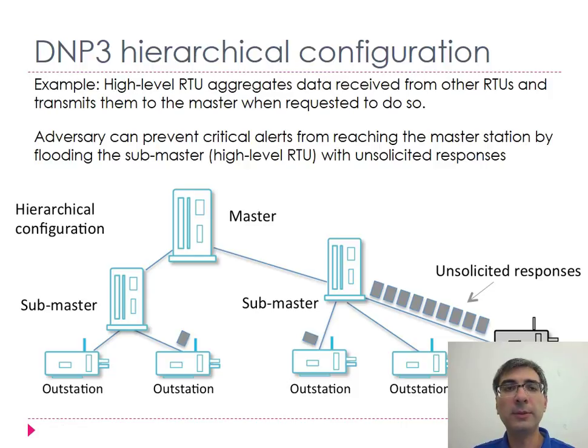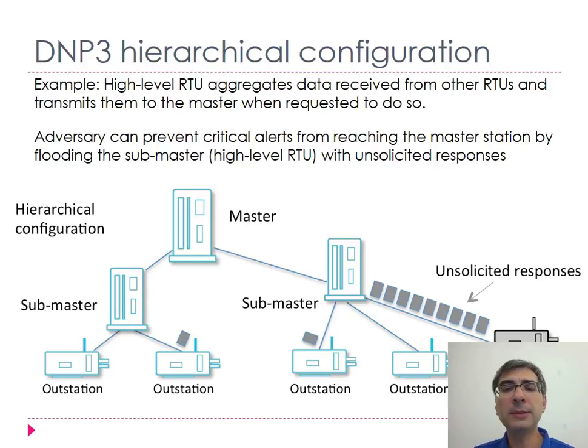Now, unlike Modbus, DNP3 can also work with more than one master, by having one master perhaps and multiple submasters in a hierarchical configuration. In this configuration, the submasters might be some kind of high-level RTUs which receive the information from the outstations, aggregate the data, and then send the aggregated data to the master. This can make things much more efficient. It can reduce the load on the master if it receives information only in an aggregated form.